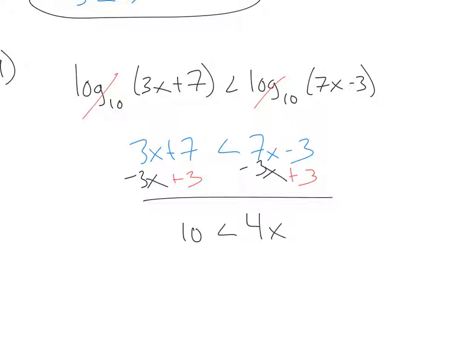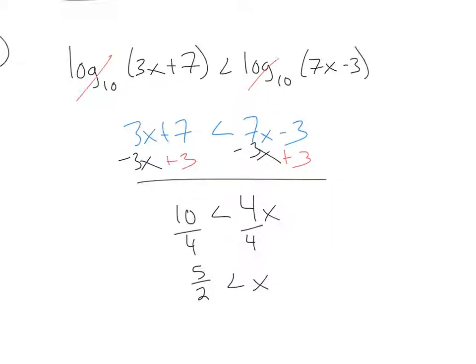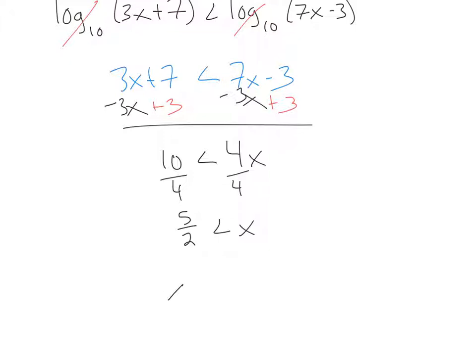Divide by 4 on both sides. Get x is less than 10 divided by 4, which is the same as 5 over 2. Whoops. 5 over 2. And then you could rewrite that as x is bigger than 5 over 2.